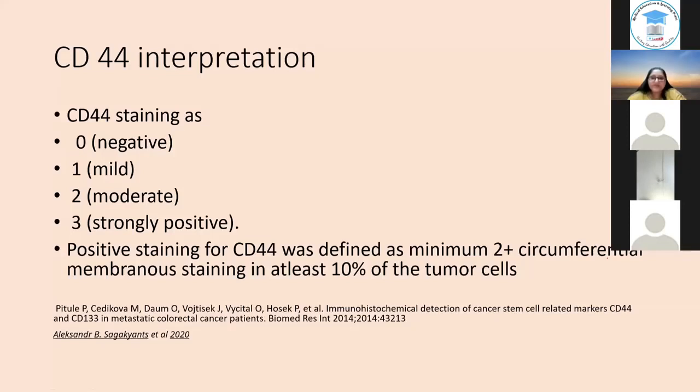Because in my knowledge, it is not routinely done. I think we did this research, but now we have started putting CD44 routinely in the breast cancers. So what is the type of staining pattern we followed? 0 negative, 1 mild, 2 moderate, and 3 strongly positive. Positive staining was defined as minimum 2 plus circumferential membranous staining. Most important, please see it is also membranous positivity in at least 10% of tumor cells.